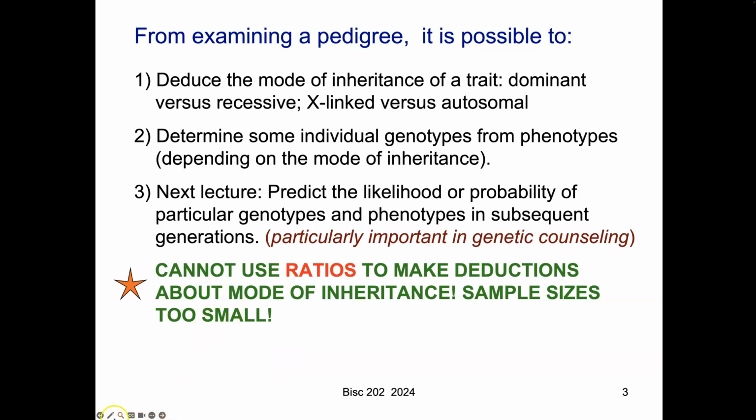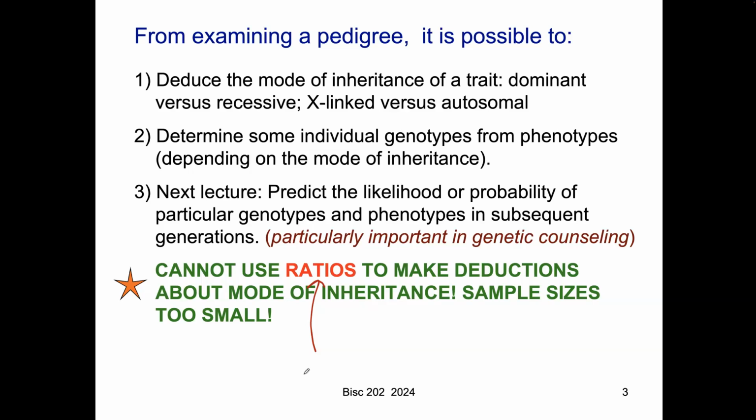I really want to be clear about this because it's super important. You cannot use ratios in your reasoning. You know, there are 4 kids and one of them has the condition, oh, it's a 3-to-1 ratio, it must be autosomal recessive. No, not necessarily.